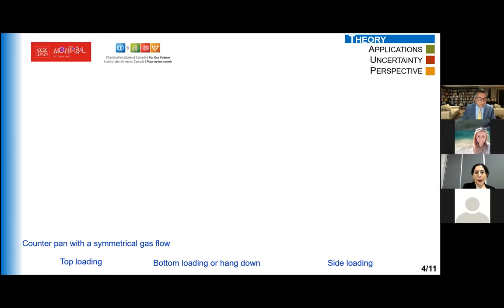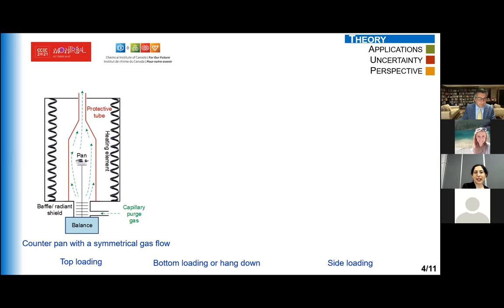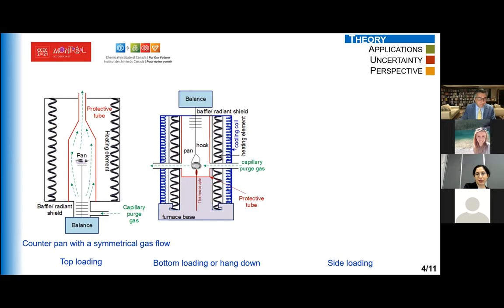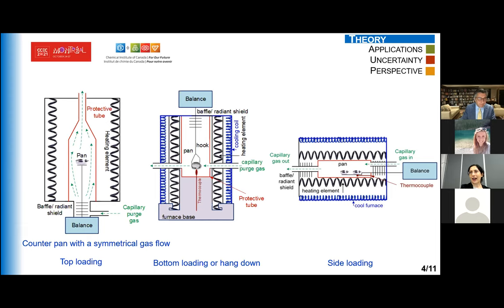Okay, there are different configurations for a TGA. The first common configuration is top loading, where you load your pan over the balance and the gas purges from bottom to top. The second possible configuration is bottom loading, or hang down. You hang your sample simply from the balance and the gas purge goes over the pan. And there is also side loading, where you hang your sample from the side of the balance and the gas simply purges over your sample.